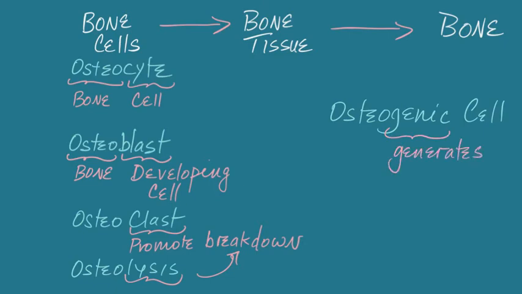Then we have the osteogenic cell. This is not technically a bone cell, but it is a precursor cell that generates the bone cell. The osteogenic cell gives rise to osteoblasts.